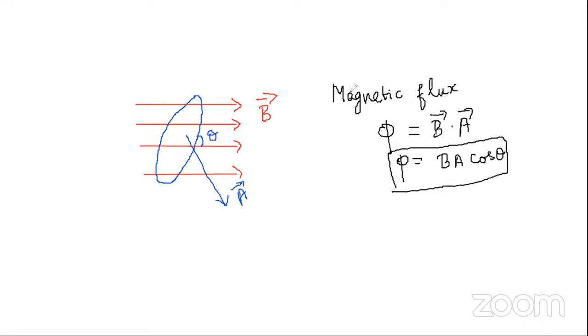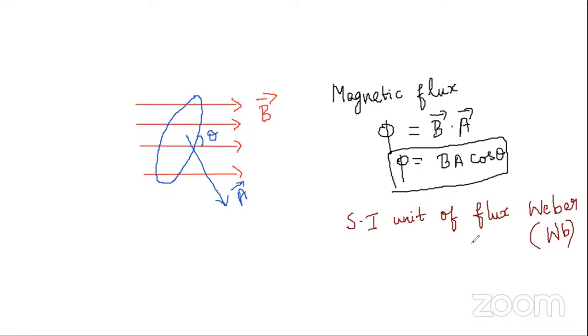What is the SI unit of magnetic flux, do you know, students? Sir, Tesla. The SI unit of magnetic flux is actually Weber. I am asking about this phi. It is actually Weber, and represented by Wb.